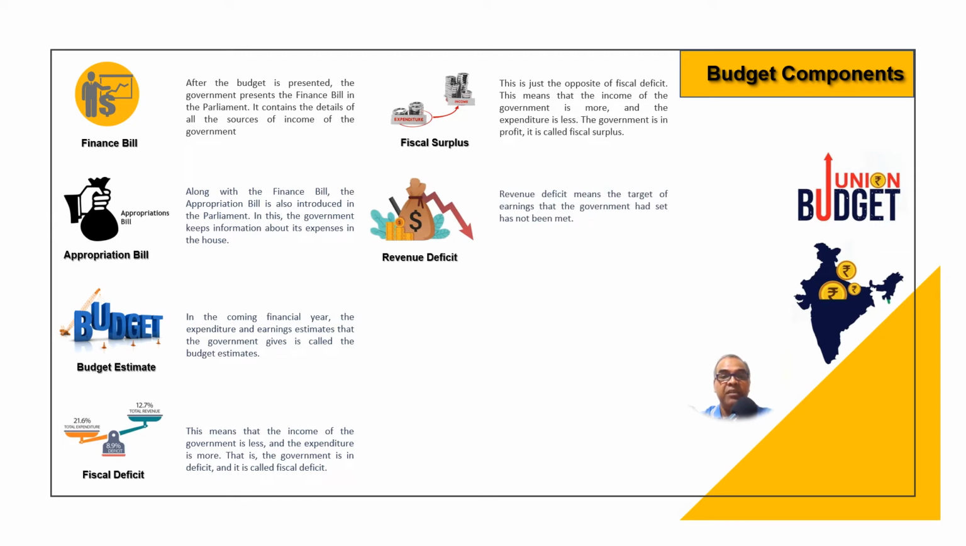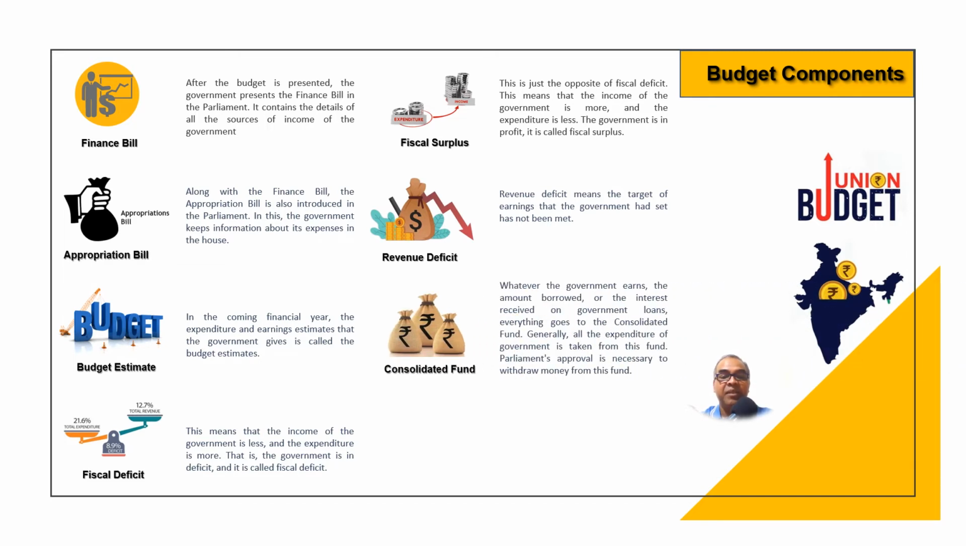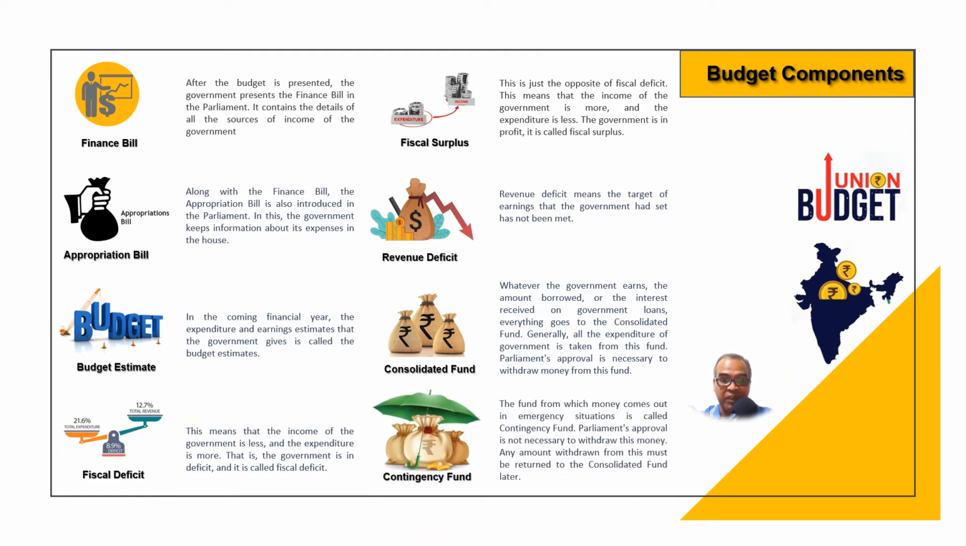Revenue deficit. Revenue deficit means the target of earnings that the government had set is not being met. Consolidated fund. Whatever the government earns, the amount borrowed or the interest received on government loans, everything goes to the consolidated fund. Generally, all the expenditure of government is taken from this fund. Parliament's approval is necessary to withdraw money from this fund.